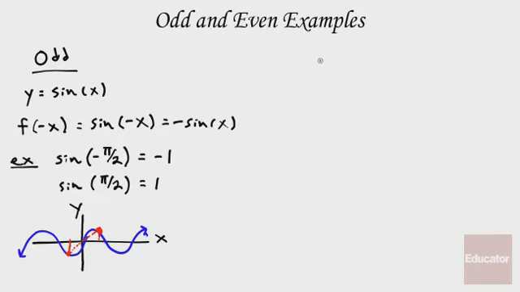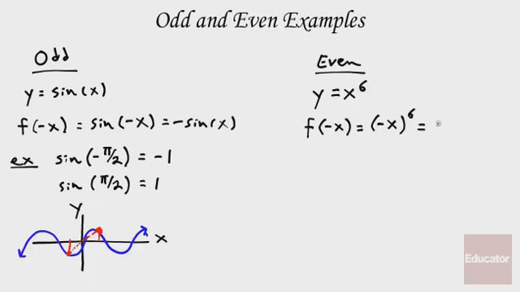For an even function example, we could look at, for example, y equals x to the 6th power. Notice that f of the opposite of x would equal the opposite of x all to the 6th power, which is x to the 6th power, which gives us f of x back again. So for all x, f of the opposite of x equals f of x.